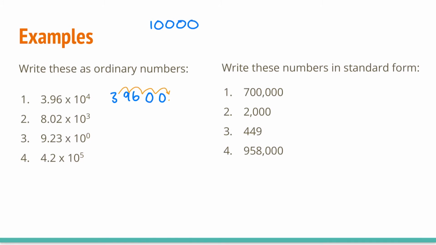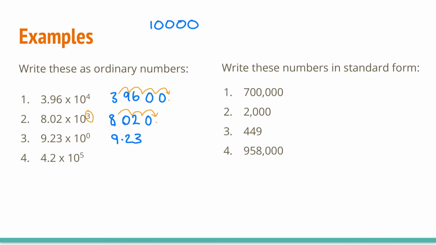The second one, I need to move my decimal place 3 times. So my original number is 8.002, and I'm moving my decimal place 1, 2, 3 times. So I need to fill in the rest with zeros and then get rid of the original decimal place. So it's 8,020. The next one, I'm moving the decimal place 0 times. So that means it remains as 9.23.